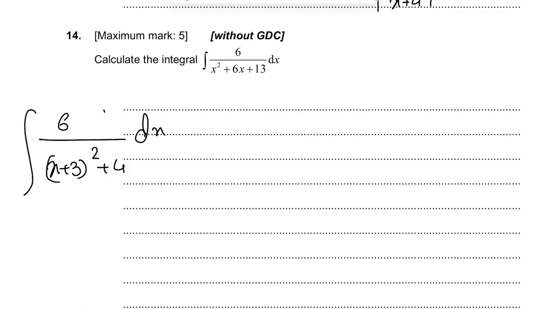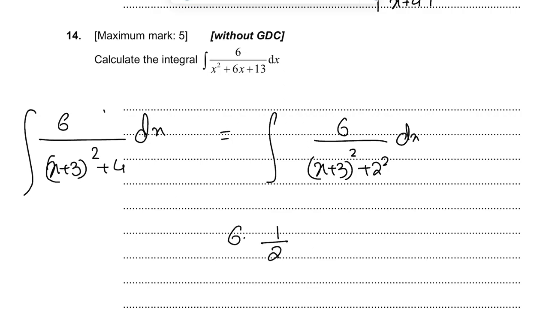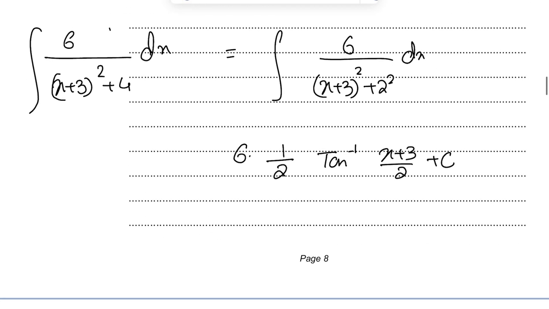So what does that become now? Integral of 6 upon (x plus 3) whole square plus 2 square dx. So it is 1 upon a tan inverse of x upon a plus C. So my final answer is going to be nothing but how much? It's going to be 3 tan inverse of (x plus 3) upon 2 plus C.